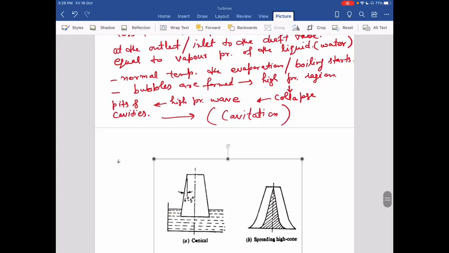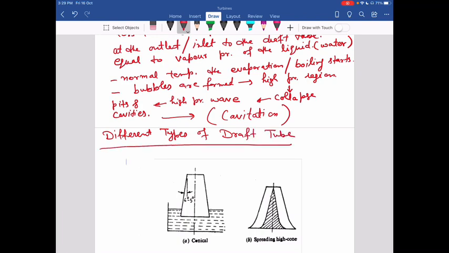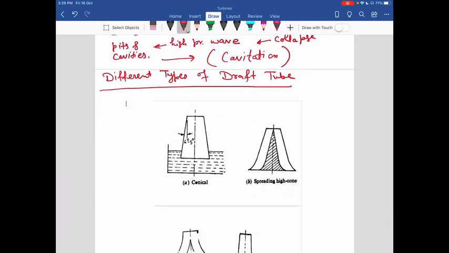So next is different types of draft tube. So you can see one is the conical draft tube, simple conical increased cross section draft tube. Now this is the spreading high cone draft tube. So this is the solid surface over here. This surface is the solid surface.